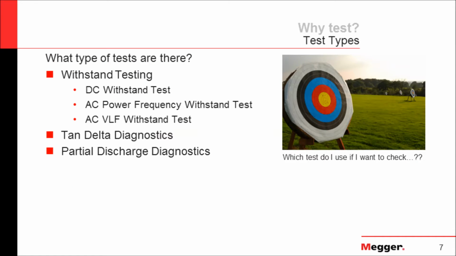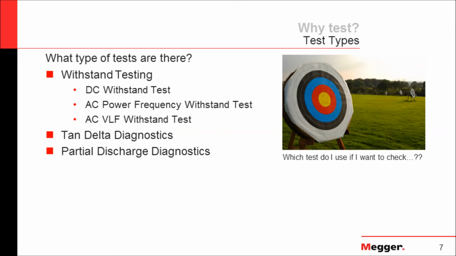So what tests are there? What can you do to do testing? Which test does what? There's various types of tests. Like I was saying earlier, there's the withstand test, and there's three different versions. You have a DC withstand test. You have an AC power frequency withstand test. There's an AC VLF withstand test. And of course, there's tan delta diagnostics and partial discharge diagnostics.